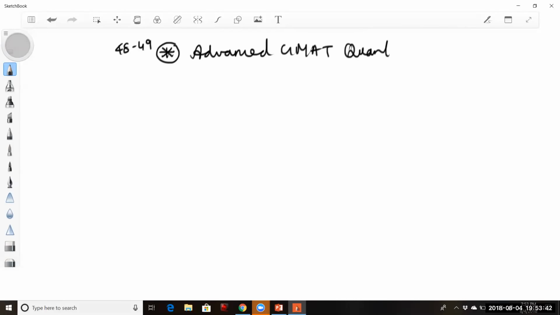Again, let me put a caveat here. The only resources I suggest are the OG, the Quant Review, and the advanced documents that we provide. If you have exhausted all of these, and you're at a 48 or a 49 level on the quant section, then you can make use of the Advanced GMAT Quant from MGMAT. That's a very, very good resource.